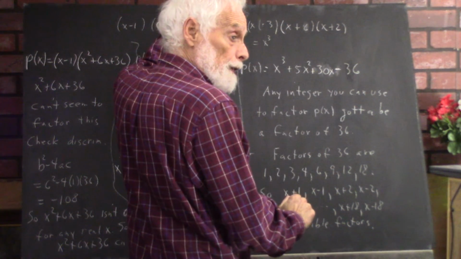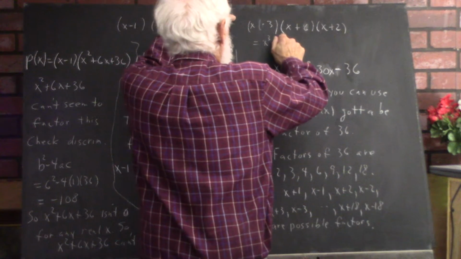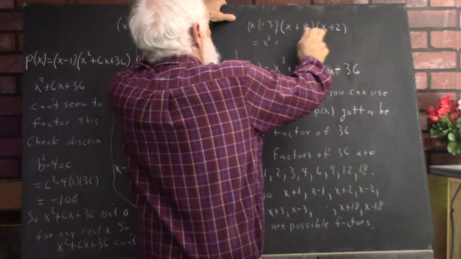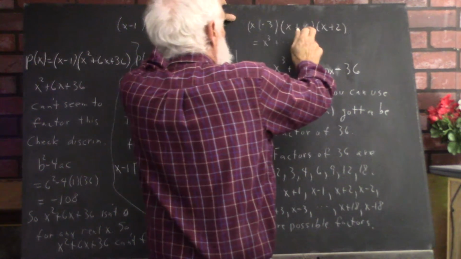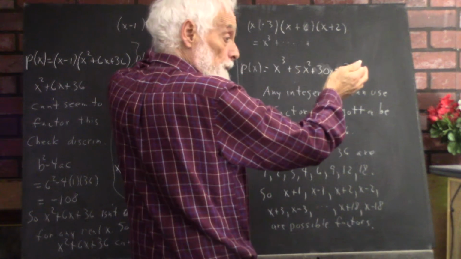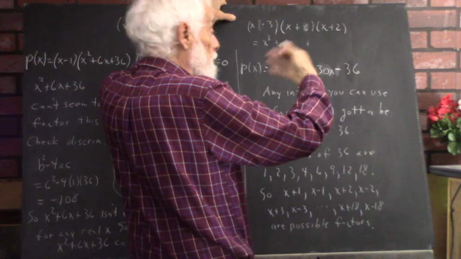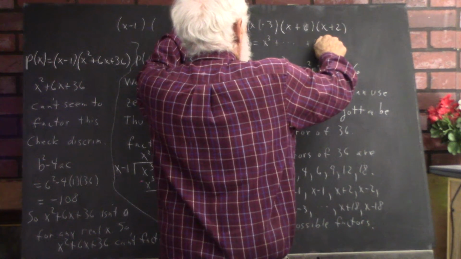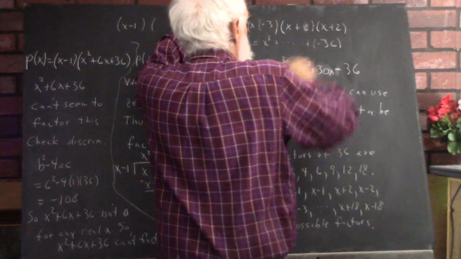But if you expand this, this equals x cubed, because you got x here, and x here. And then you got a bunch of other stuff. And then at the end you got this times this times this. Negative 3 times 6 times 2. Negative 3 times 6 is negative 18. You multiply that by 2, you get negative 36.